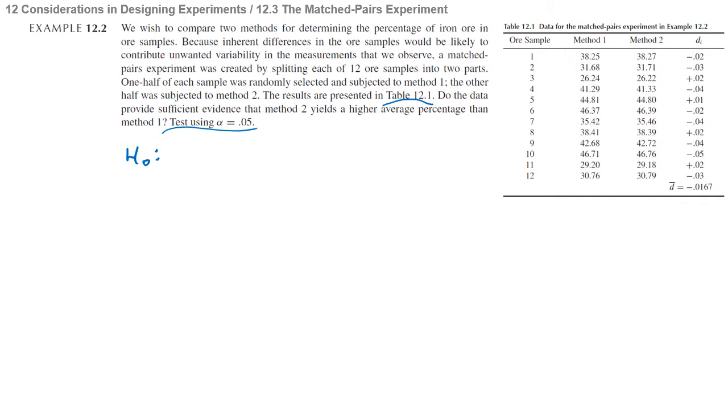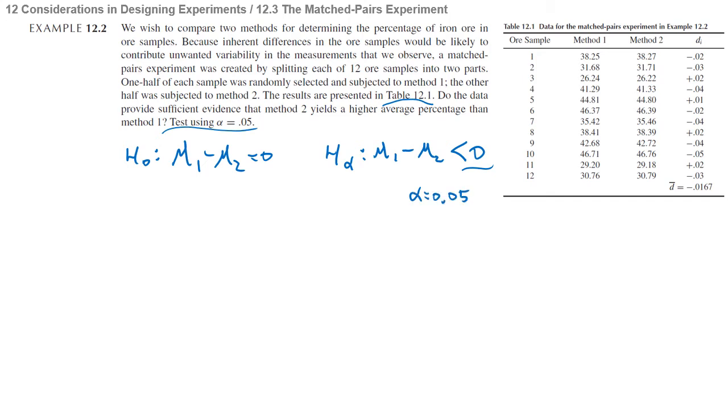mu. Do the data provide sufficient evidence that method 2 yields higher average? So mu1 minus mu2, method 2 is higher. So the alternative hypothesis is this is less than 0. And so the null hypothesis would be there is no difference, but the alternative hypothesis is there's a difference. Actually, mu2 is greater than mu1, and alpha is 0.05.